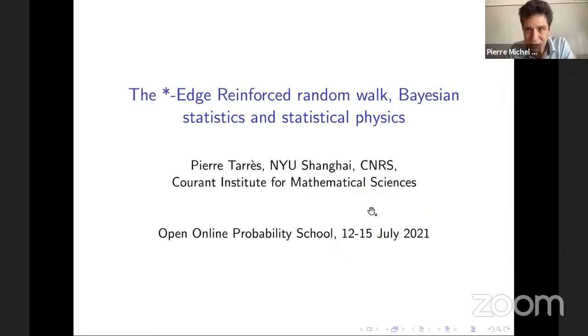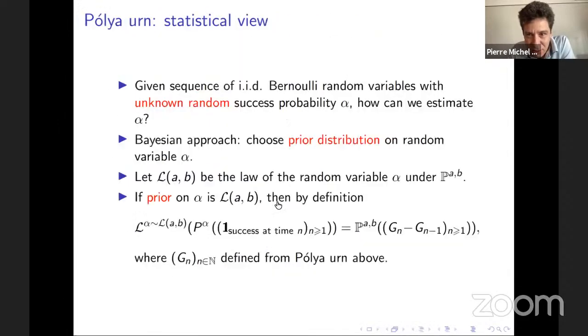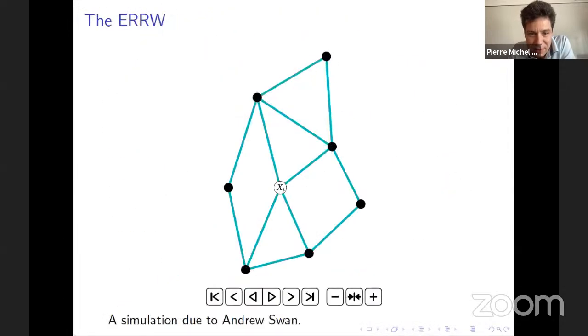Okay, thank you very much for the invitation and for the introduction. I'm giving the last lecture on star edge reinforced random walk, Bayesian statistics and statistical physics. Before that, I know we already did a lot of computations, so I think we deserve a little bit of fun. I have some simulations I want to show. Actually, they are not from me, they are from Andrew Swan.